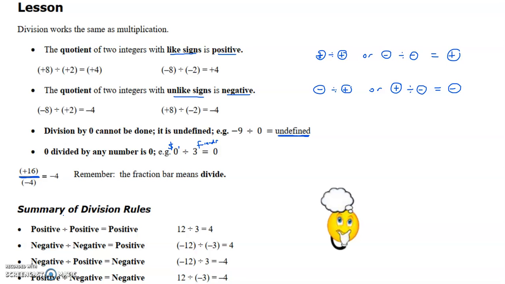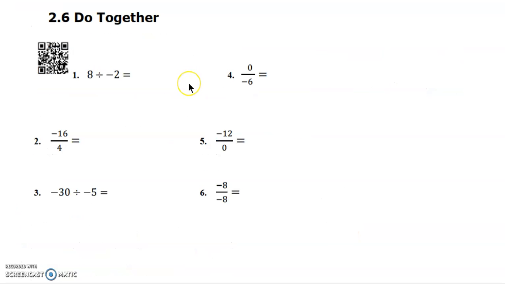We also need to remember for division our fraction bars. Fraction bars mean divide, so a positive 16 divided by a -4 equals -4. So below is the summary of the division rules, and these division rules are the same as your multiplication rules. So let's go right into 2.6 Do Together.